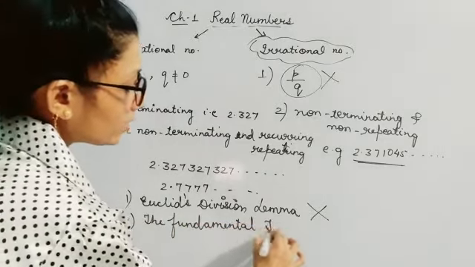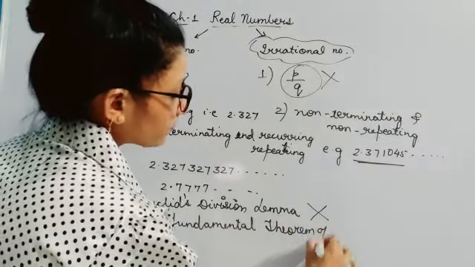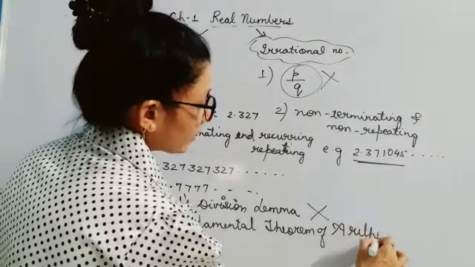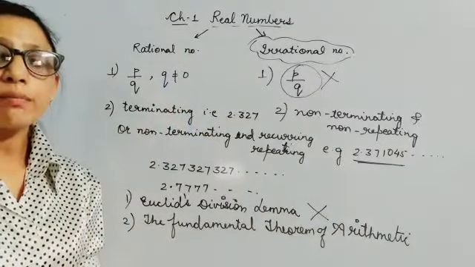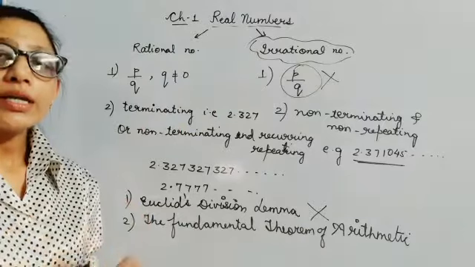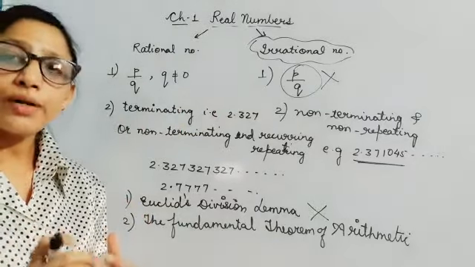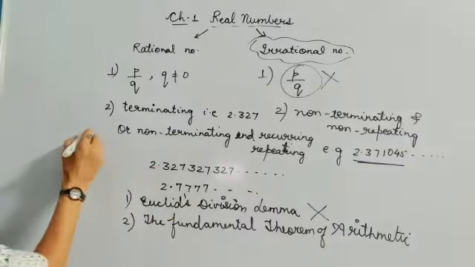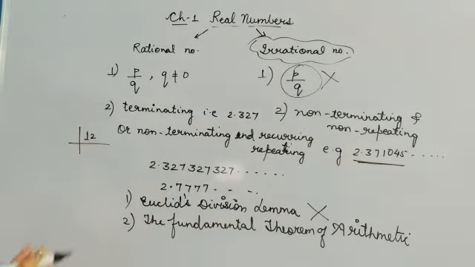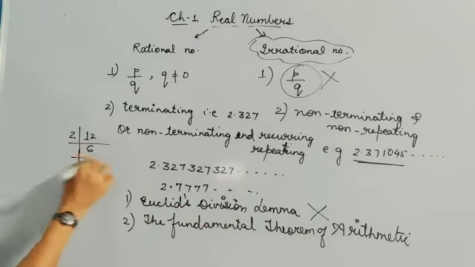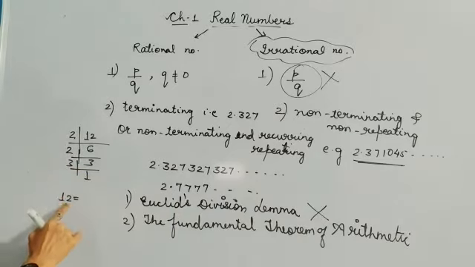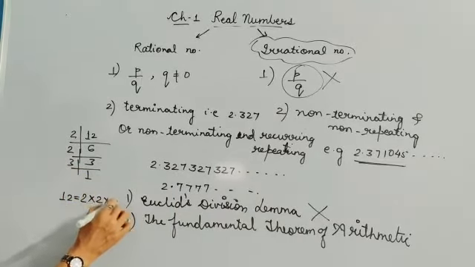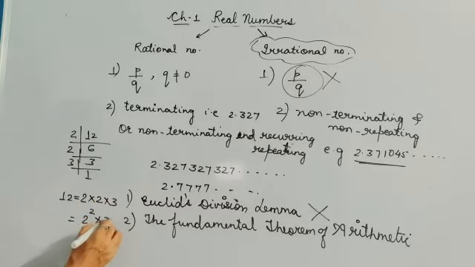The fundamental theorem of arithmetic states that every composite number can be expressed as a product of prime factors. That means if I have, say, 12, I can find its factors: 2, 6, 2 into 3, 3 into 1. The prime factors of 12 are 2 into 2 into 3, and it can be written as 2 square into 3. Yes, of course, here order doesn't matter.